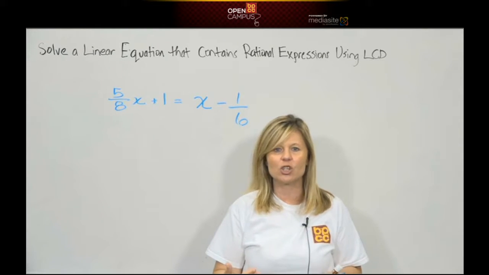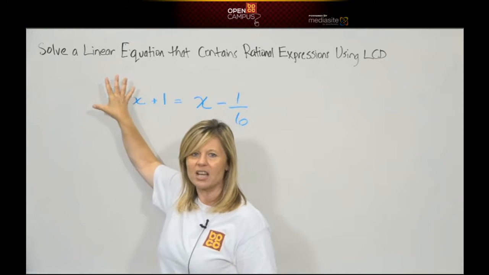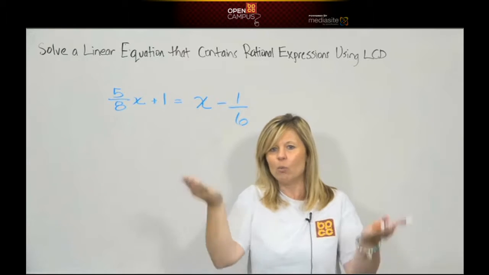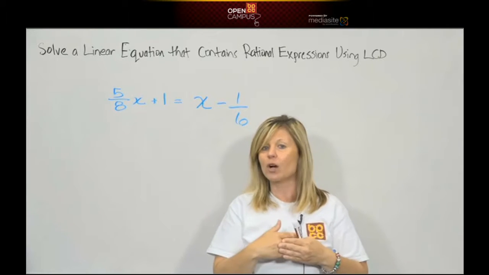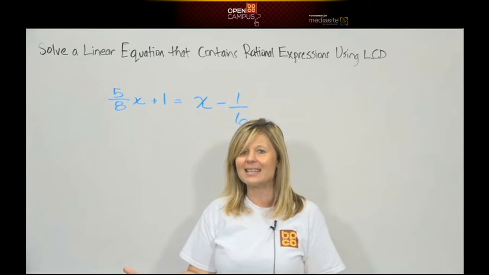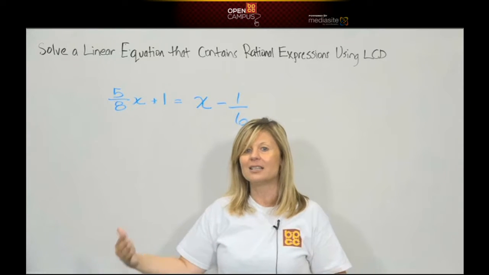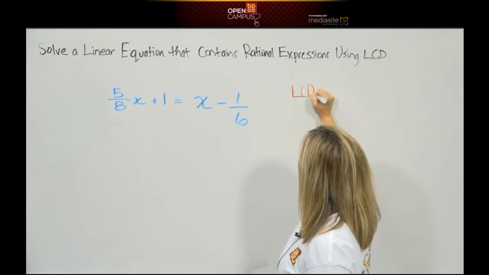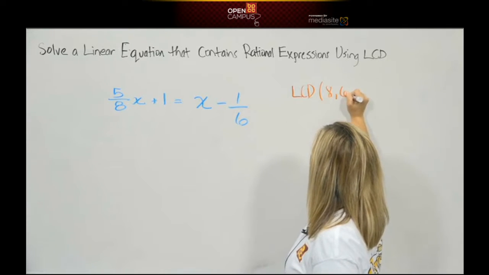But now we have an issue. You can't multiply this side of the equation by 8 and this side of the equation by 6. It wouldn't be balanced. So if we're going to multiply, we have to multiply by the same number. And that number has a name you've heard, the LCD. So the first thing I need to do is know the least common denominator of 8 and 6.